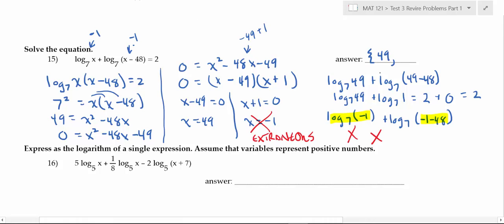So that means the only answer to this problem is going to be 49. These problems very, very typically contain extraneous solutions. Not always, but often they contain extraneous solutions. All right, so that's how you'd want to do that. That's a very typical kind of problem as far as a logarithmic equation goes.